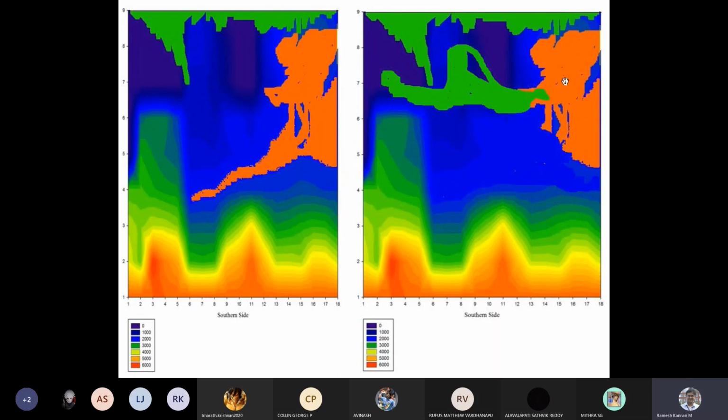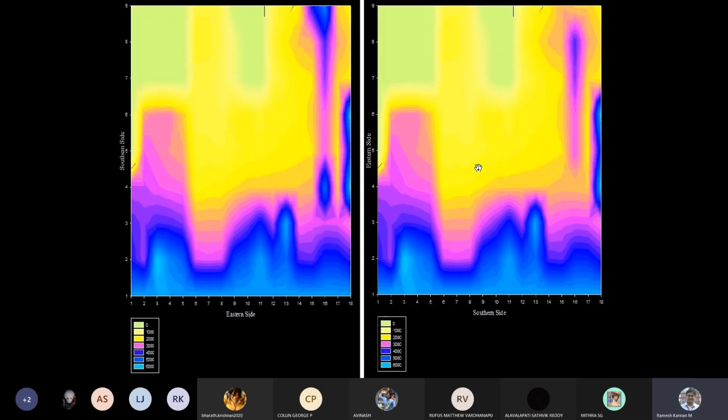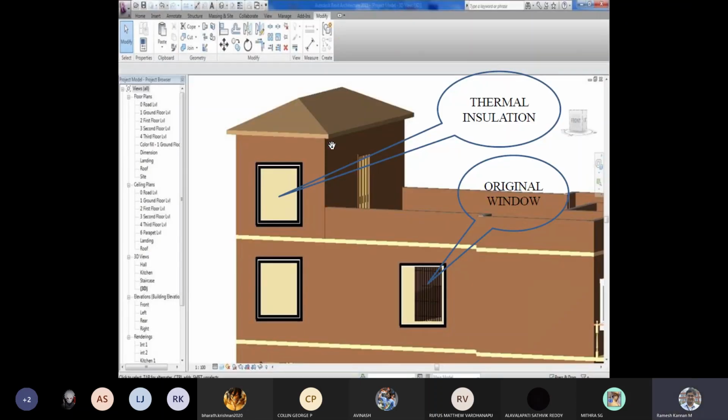And we also talk about the other aspects of the warm temperatures being exhibited inside also because of the openings. And this is the diurnal temperature, because of the sun shades. And the recommendation is thermal insulation, and the original window can be sealed off with thermal insulation so that it absorbs heat during the day and releases heat during the night. So that'll be creating a warmer environment during the night where you require some temperature.